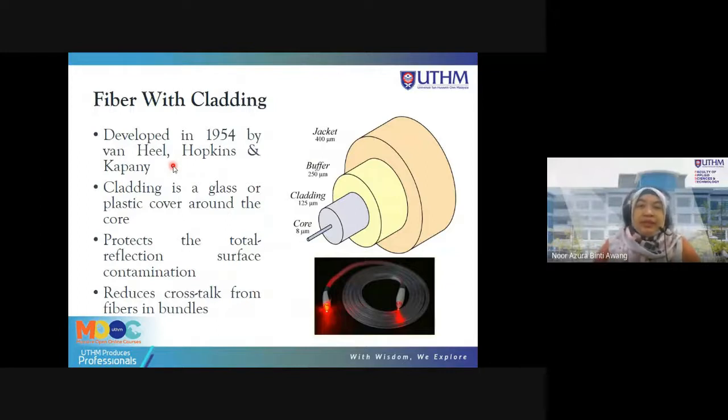So the basic structure of the fiber optic: we also have a jacket to determine the mechanical robustness of the cable, usually plastic or PVC. The buffer or coating protects the fiber optic from physical damage. And this is what we call fiber identification.